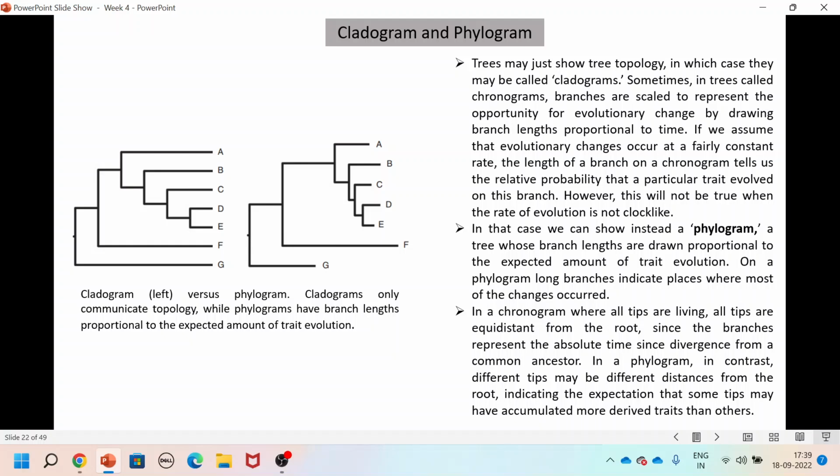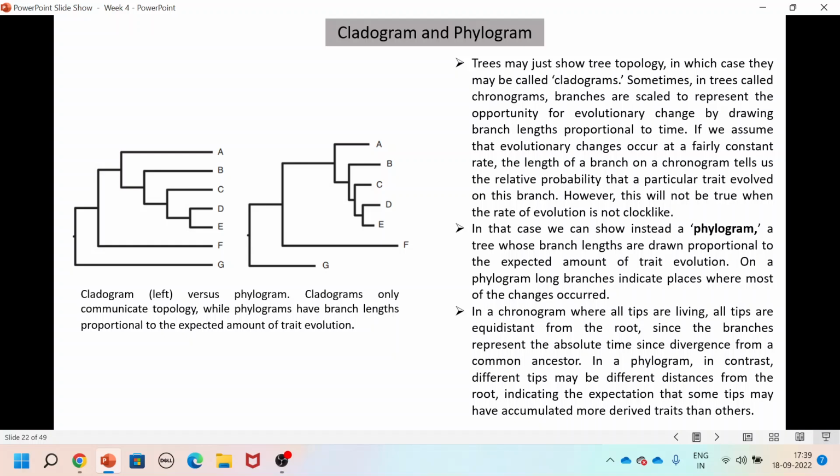So considering that evolution happens at a constant rate, we can say that species A is more closely related to the ancestor, while species B evolved later during the process of evolution. In this hypothesis we consider that evolution occurs at a fairly constant rate, and therefore we can draw a figure where the length of the branch on a chronogram tells us the relative probability that a particular trait evolved on this branch at that particular time. However, this will not be true when the rate of evolution is not clock-like.